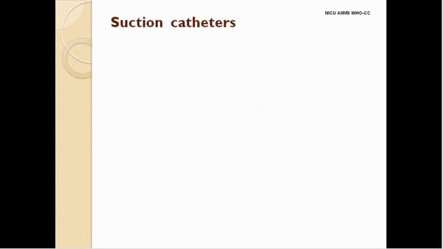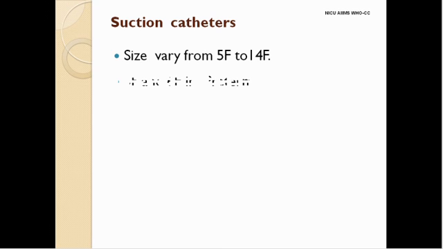First, let us discuss the suction catheters. We should know how to select the appropriate size suction catheter, and more importantly, how to identify a suction catheter. Suction catheters are available in various sizes from 5 to 14 French. In preterm babies, the size of suction catheter generally used is 5 French and 6 French. In term babies, we use 8 French and 10 French.